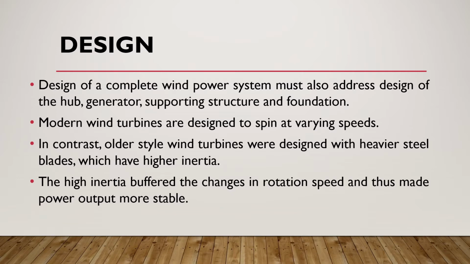Modern wind turbines are designed to spin at varying speed. In contrast, older style wind turbines were used with heavier steel blades which have higher inertia. The high inertia buffered the change in rotation speed and thus made power output more stable.